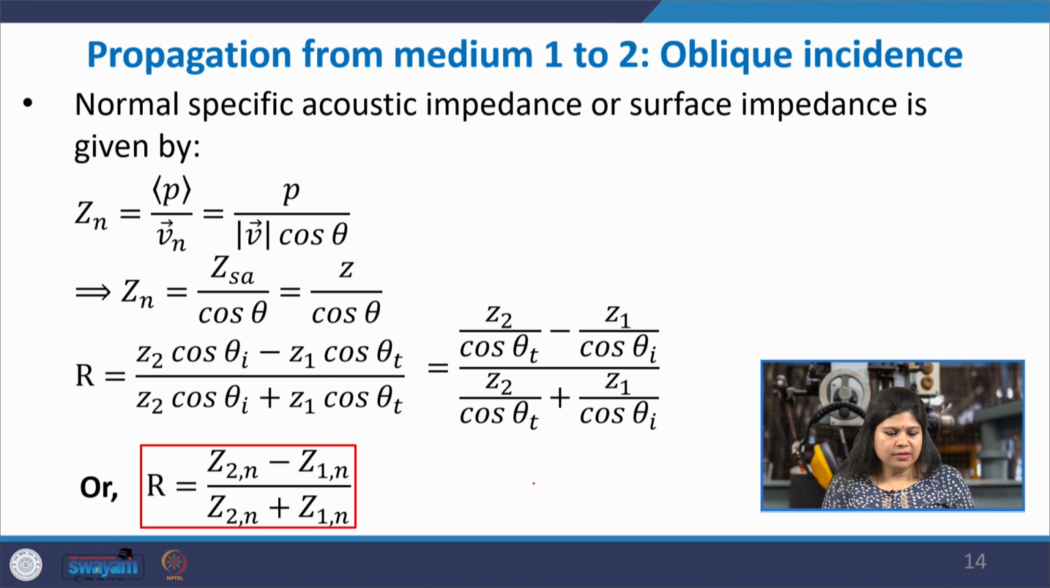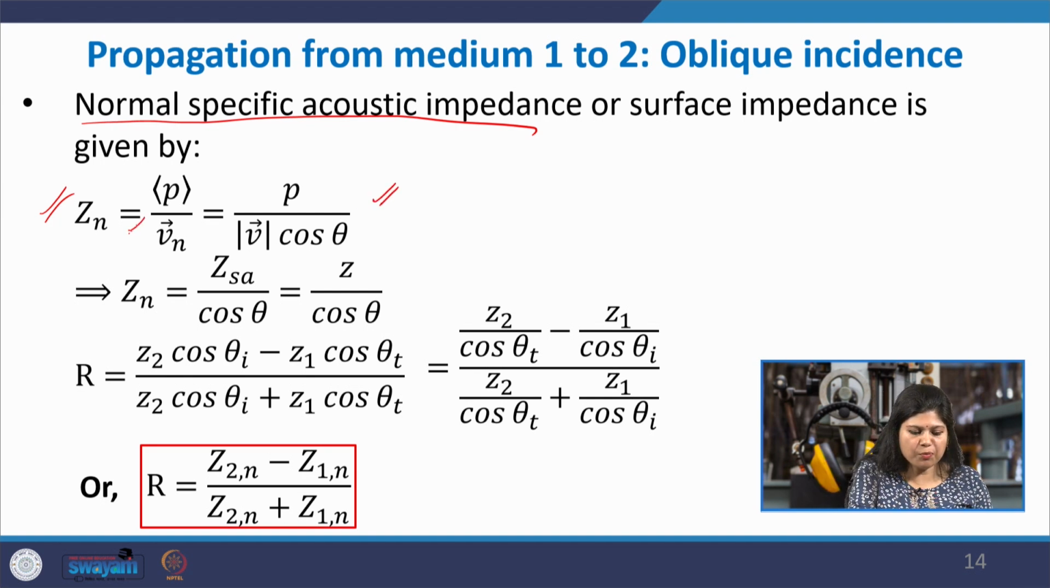Okay, fine. Now, because it is oblique incidence, the normal specific acoustic impedance is not the same as the characteristic impedance. By definition, it is P divided by the normal component of the velocity, which is mod V times cos theta, and this quantity here is your Z_SA or small z. So, Zn becomes Z by cos theta.